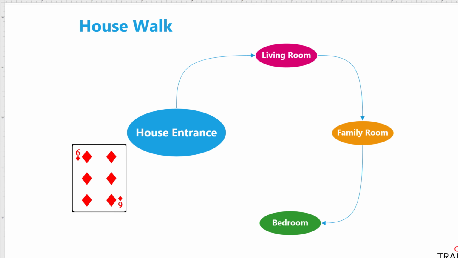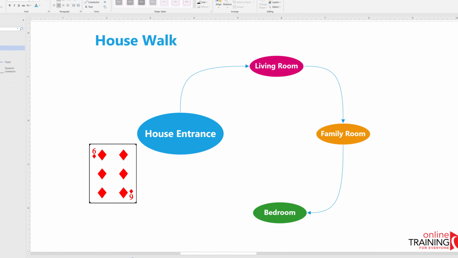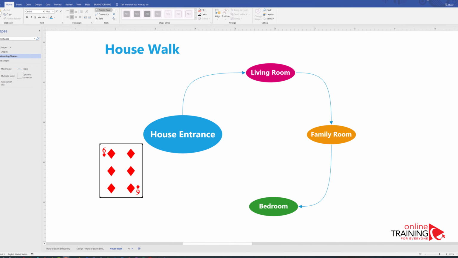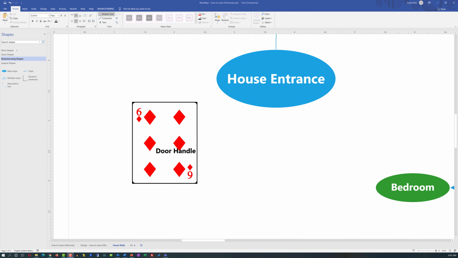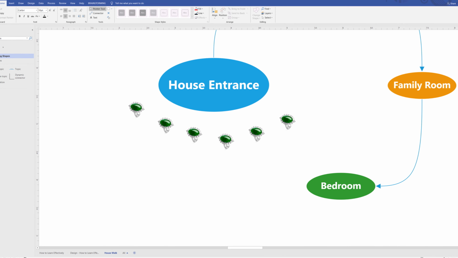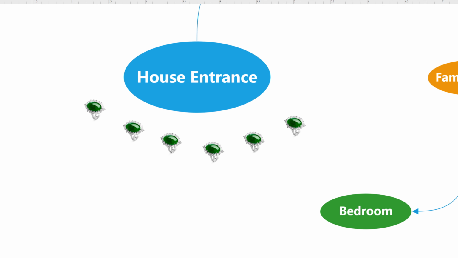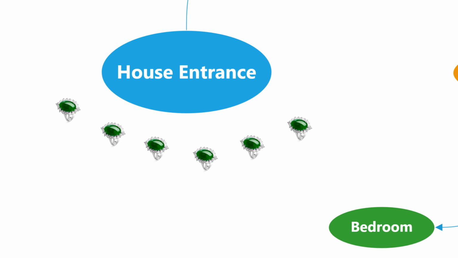To build strong association, it has to be something unusual and something very weird, something that doesn't exist in the real world. This way our brain will remember it. For example, can you imagine your entire front door as six of diamonds, with the door handle right where it should be? Or can you imagine the door with six diamond rings hanging right in front of you? The more weird and the more unusual it is, the better chances you have for your brain to remember it.